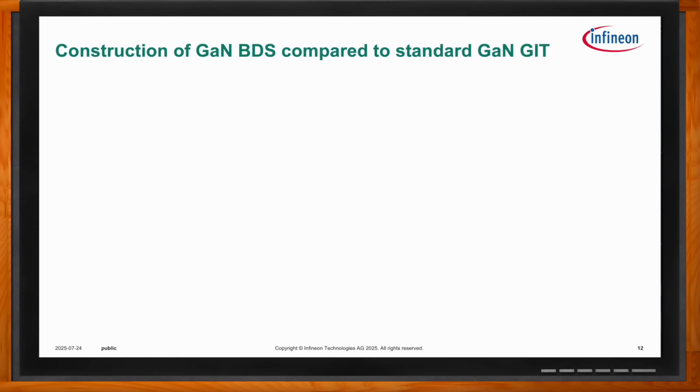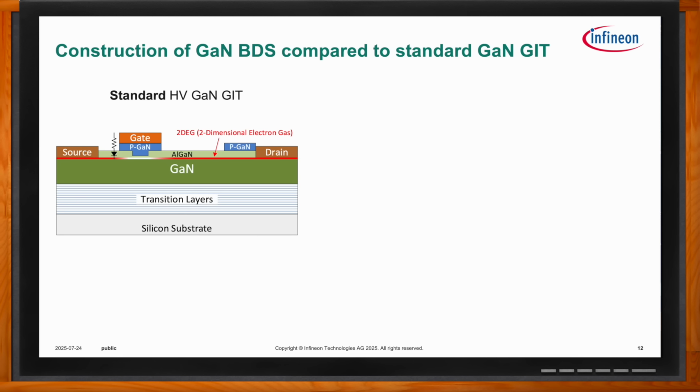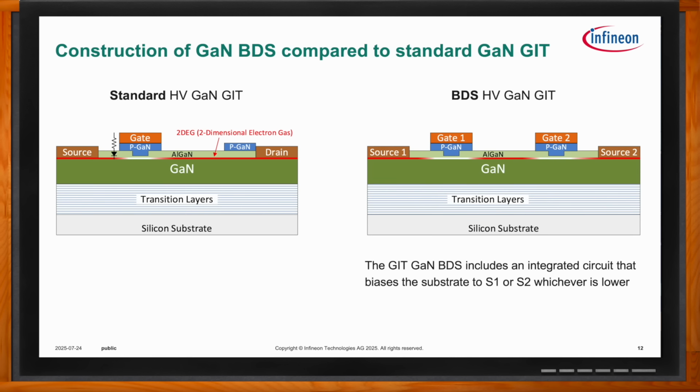Now, if we go on to the next page, you can see the comparison here between a standard GaN transistor, the gate injection transistor in this case, versus the BDS version of that. On the left side, the standard GaN is a lateral transistor. You have a source on the left-hand side, a gate somewhere in the middle, and a drain on the right. This is our standard GaN GIT. It only blocks in the forward direction, meaning the drain from 0 to positive. If the drain goes negative, this turns back on and, just like any other FET, it conducts in the reverse direction with a diode-like mode.